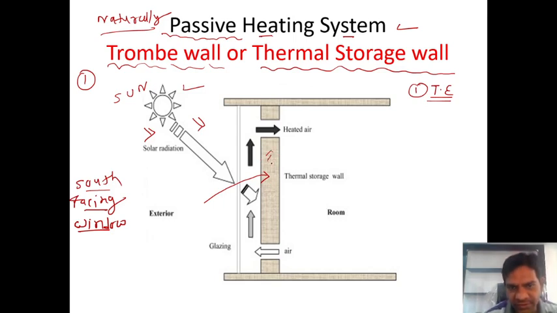You have to see this, guys. In front of this thermal storage wall, there will be glazing. You see, this is the glazing, the glass. In between the thermal storage wall and the glazing there is a gap. There will be two gates: this is one gate at the top side, and this is another gate at the bottom side. And this is our room.